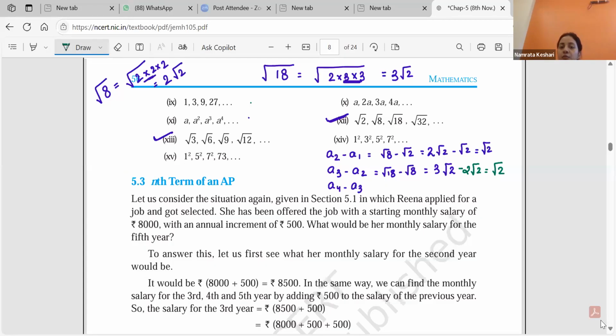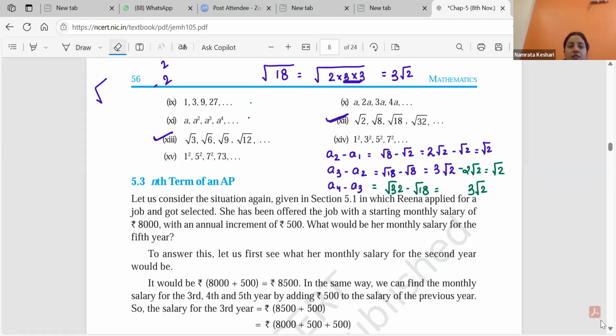A4 minus A3, your A4 is root 32, and your A3 is root 18. Till now you know root 18 means 3 root 2, but you don't know what root 32 is. So you will do the prime factorization to check it. What is root 32?